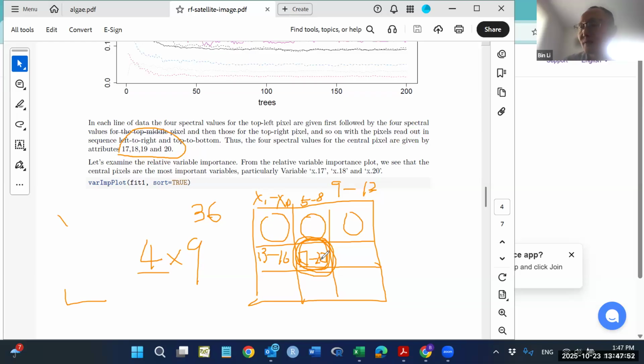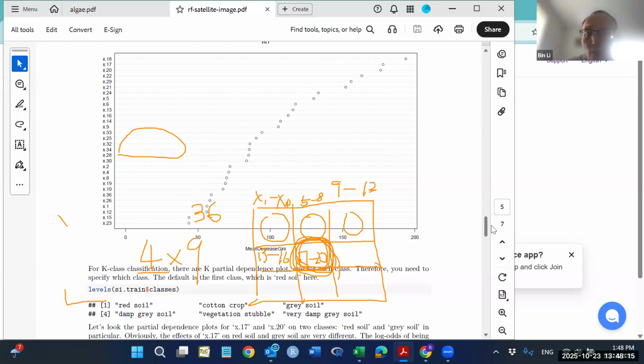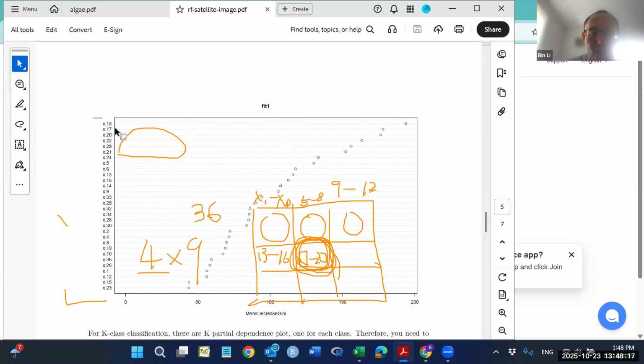And what is the response variable? The response variable is the category that corresponds to the central pixel. So that does make sense. You see that? That is, we interpret why. So the most important variables are x18, 17, 20, because these correspond to the central ones, right?